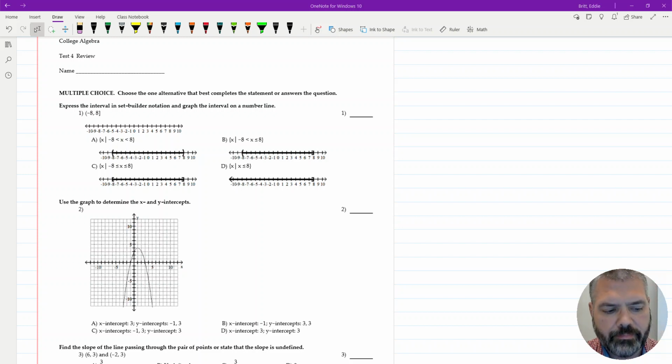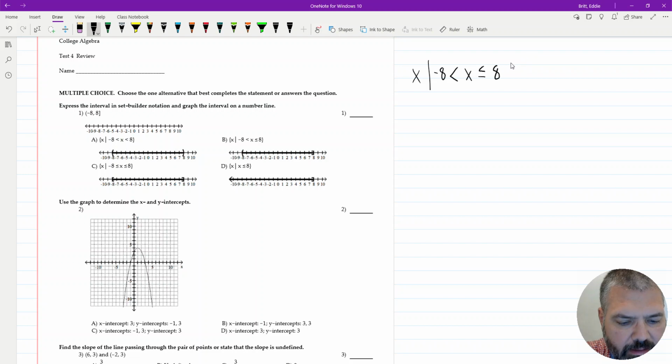Alright, so let's start with the first problem. This says express the interval in set builder notation and graph the interval on a number line. So this is from -8 to 8. Notice there's a parentheses with the -8 and there's a bracket with the 8. So this is going to be x where x is greater than -8 and less than or equal to +8.